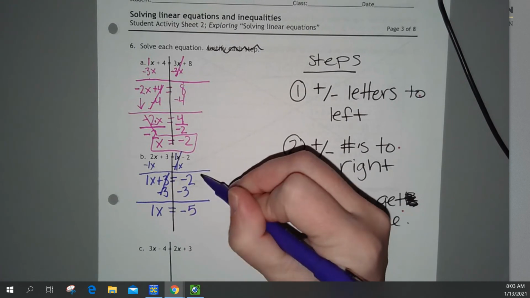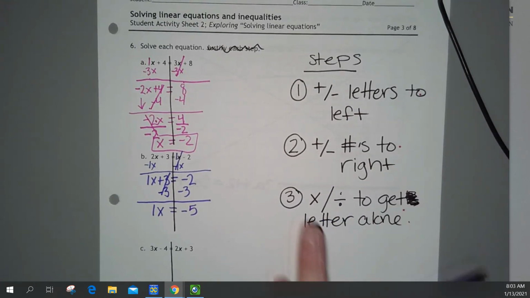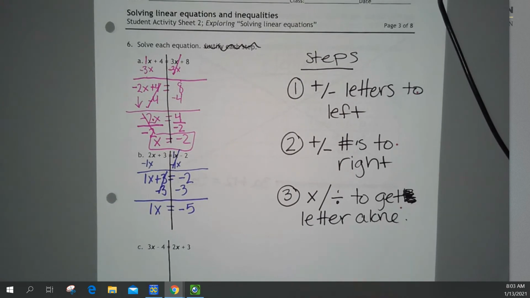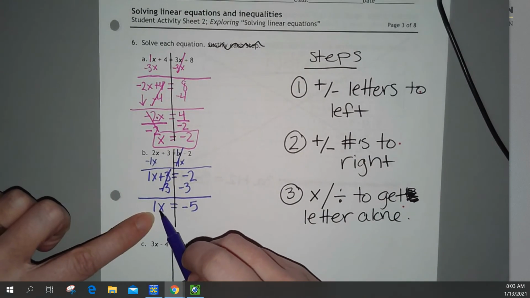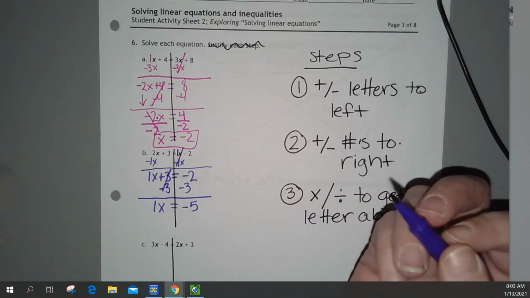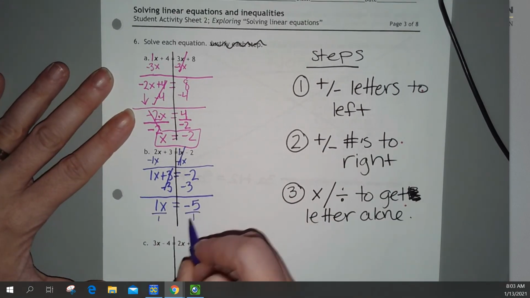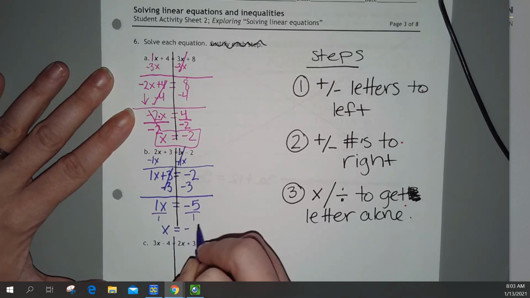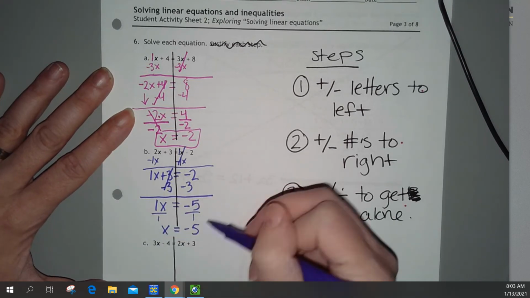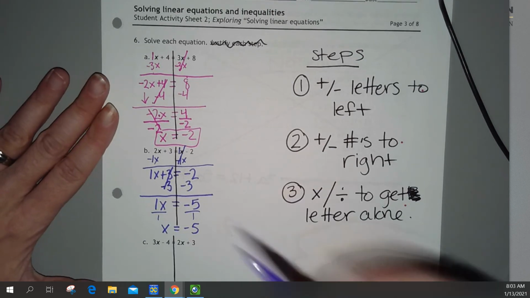Again, guys, watch your negative signs here, please. With that said, the last step is to multiply or divide to get the letter alone. Now, guys, my letter is alone. This is our goal, a 1x, okay? But if it makes you feel better about life of going through the motion, you can divide that by 1 and we get just x equals negative 5. Again, same exact answer here, but if it makes you feel better to go through the motion, do it.